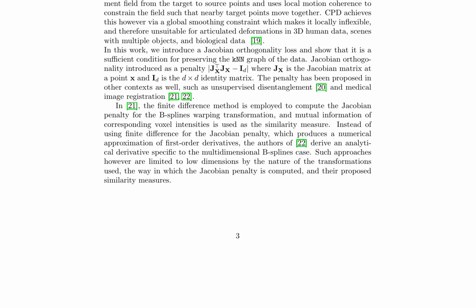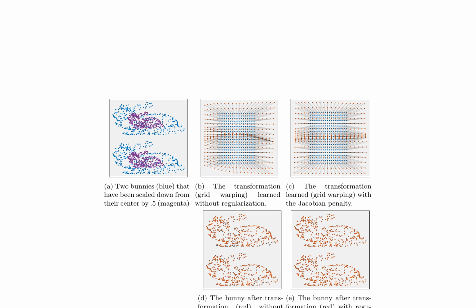Previous approaches have employed finite difference methods to compute the Jacobian penalty for B-spline warping transformations, but these methods are limited to low dimensions due to the nature of the transformations used and the way the Jacobian penalty is computed. The authors address the limitations of existing point cloud alignment methods by introducing several key contributions. They employ Hutchinson's estimator for efficient computation of the Jacobian loss in high-dimensional point clouds, a scalable ResNet architecture as the warping transformation, and geometry-aware statistical distances.